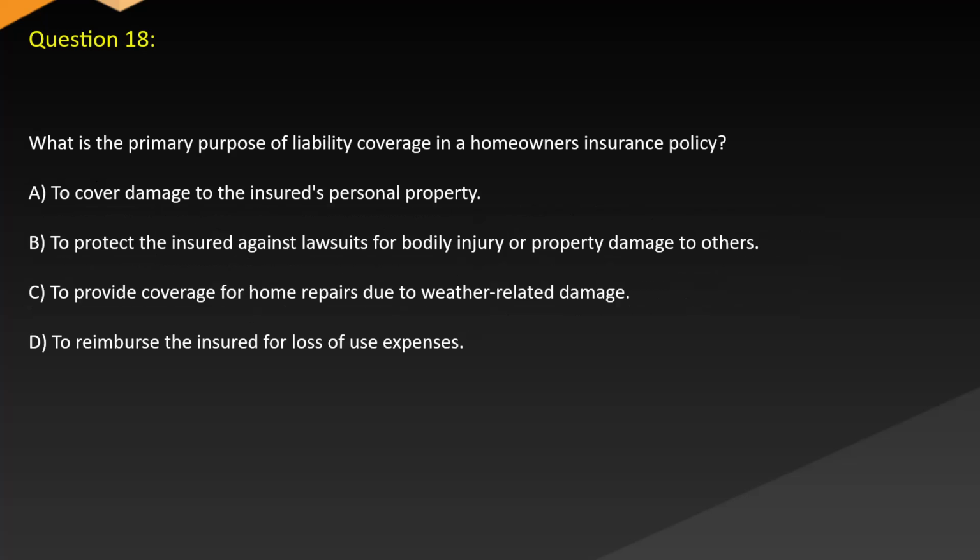Question 18. What is the primary purpose of liability coverage in a homeowner's insurance policy? A. To cover damage to the insured's personal property. B. To protect the insured against lawsuits for bodily injury or property damage to others. C. To provide coverage for home repairs due to weather-related damage. D. To reimburse the insured for loss of use expenses.